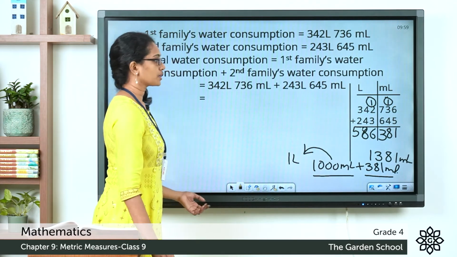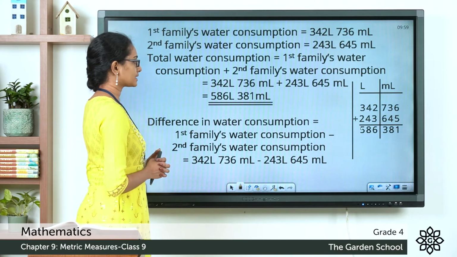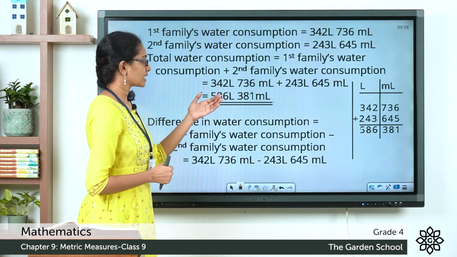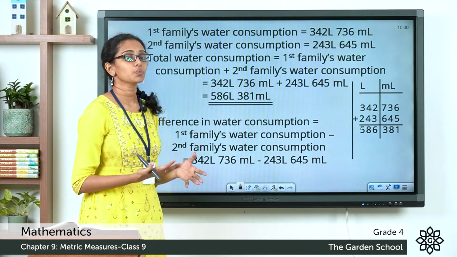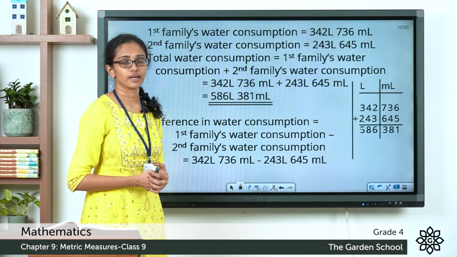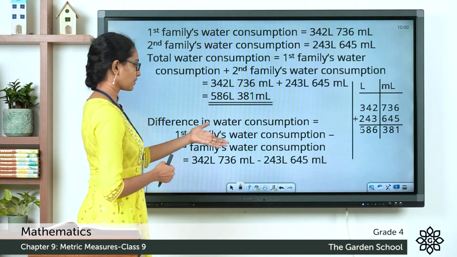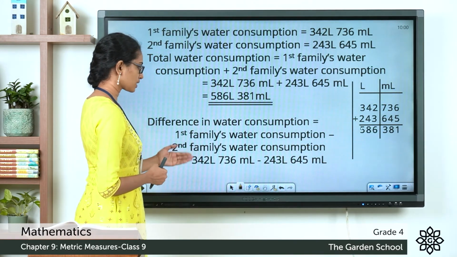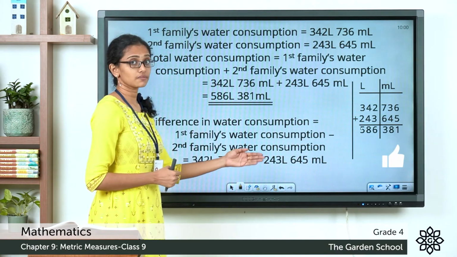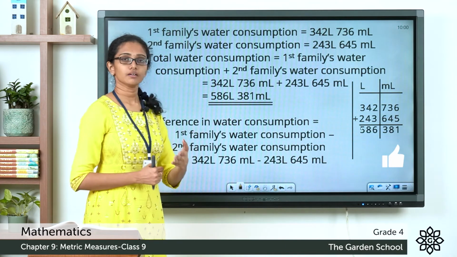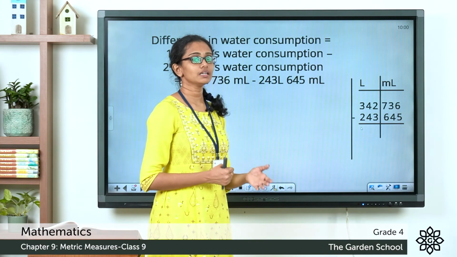So what is the total quantity of water consumed by the two families together? It is equal to 586 liters and 381 milliliters. So there we have the total consumption. Now how do we find out what is the difference in the consumption of the two families? We have to subtract the first family's water consumption and the second family's water consumption. So here we have 342 liters, 736 milliliters minus 243 liters and 645 milliliters. So writing them in proper columns first and doing the subtraction in the working column.